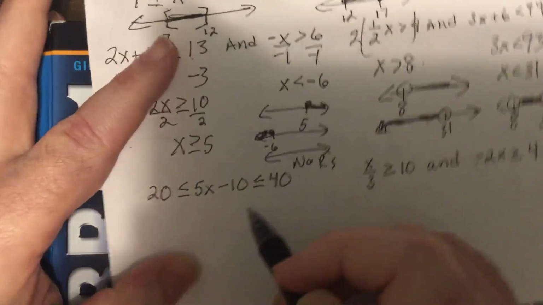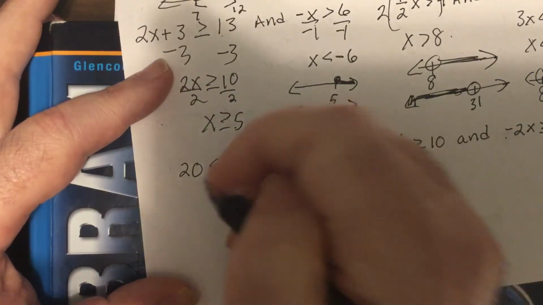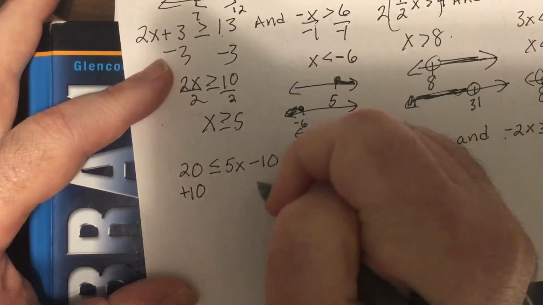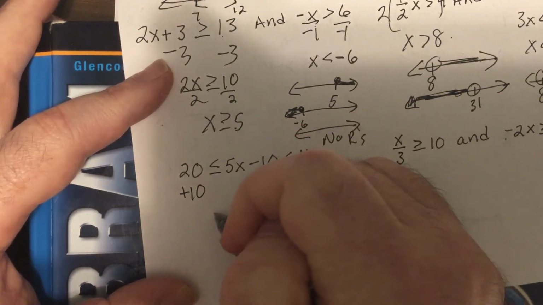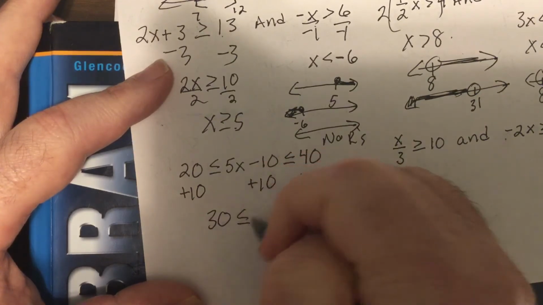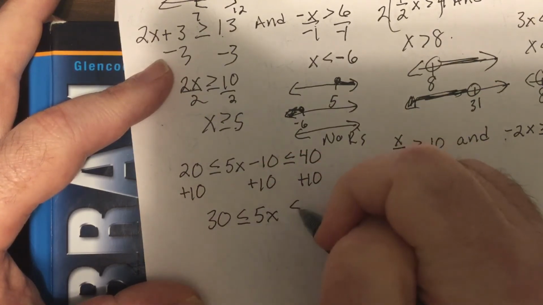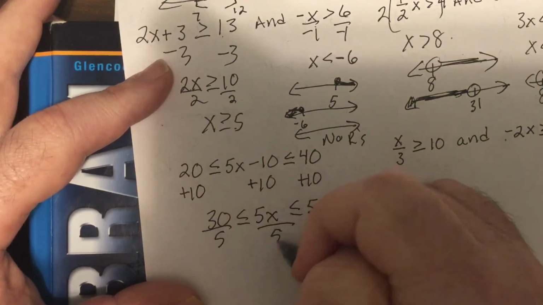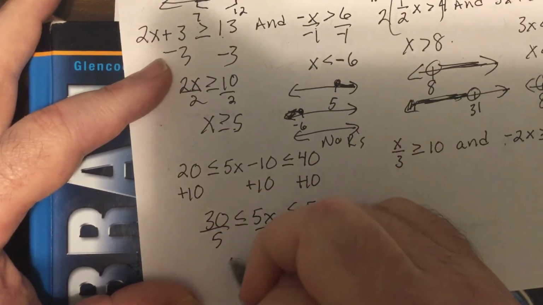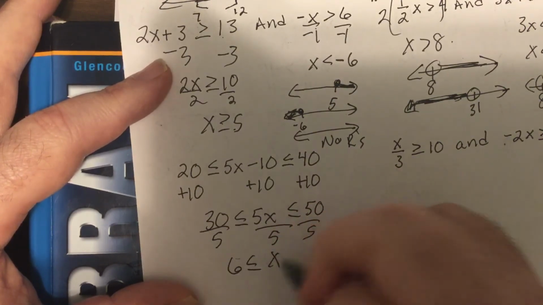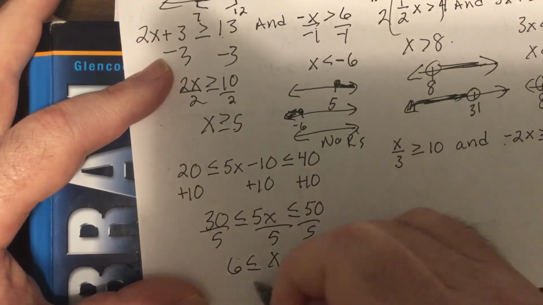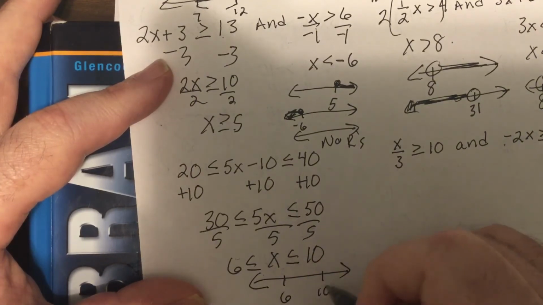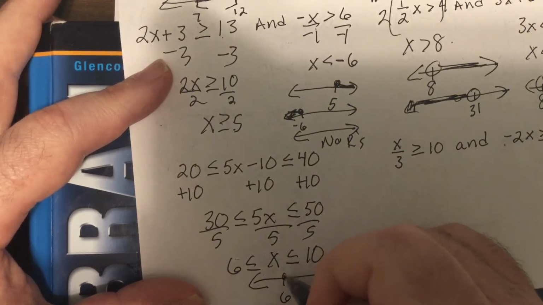So this one has to be an "and" because it's put together, "or" is never put that way. So add 10, add 10, add 10. So I get 30 is less than or equal to 5x, which is less than or equal to 50. Divide by 5. So 6 is less than or equal to x, which is less than or equal to 10. So it's everything between, including 10 and 6.